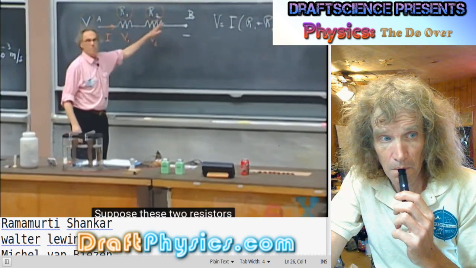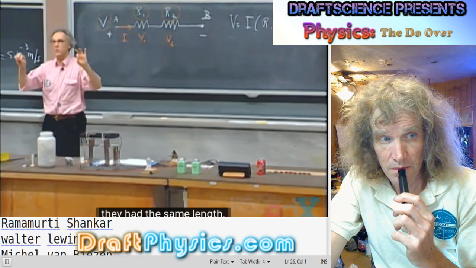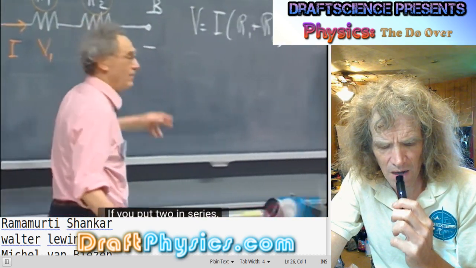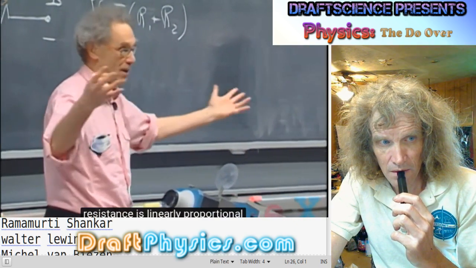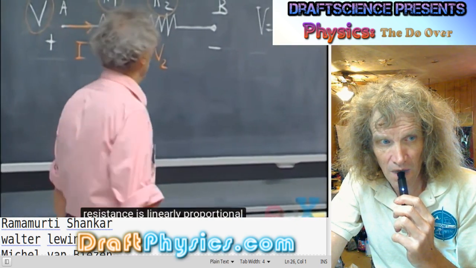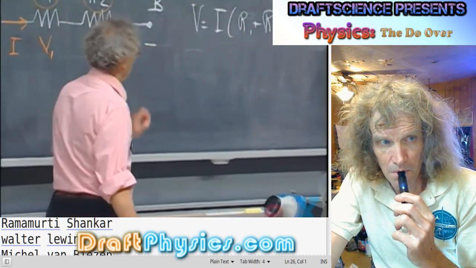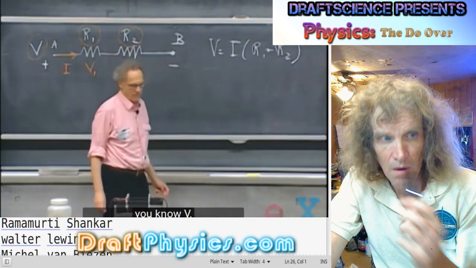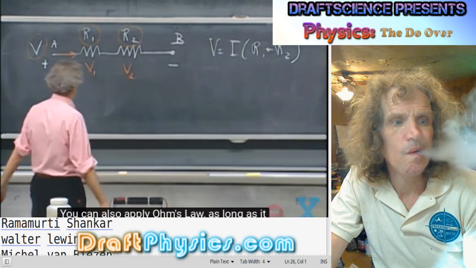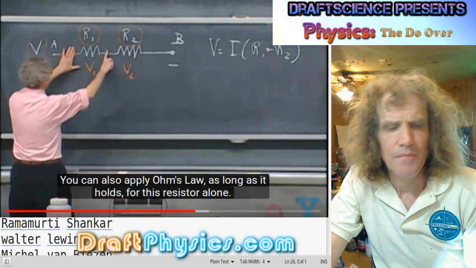Suppose these two resistors were the same, with the same length and the same cross-sectional area. If you put two in series, you have twice the length. Remember, resistance is linearly proportional to the length of a wire, and so you add them up. Now you know R1, R2 and V, so you already know the current. Very simple.